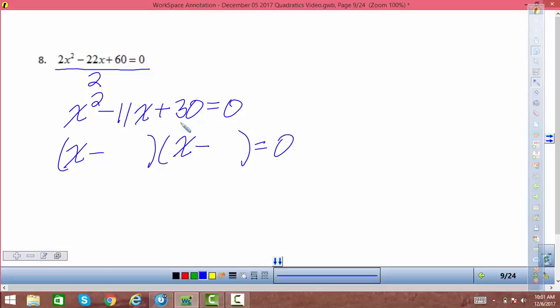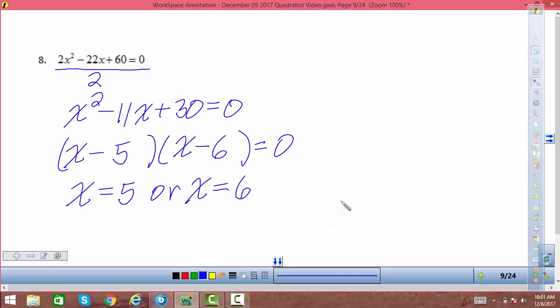So I need two numbers that multiply together to give me positive 30 and add together to give me negative 11. So I'm going to use 5 and 6. So that's x equals 5 or x equals 6.